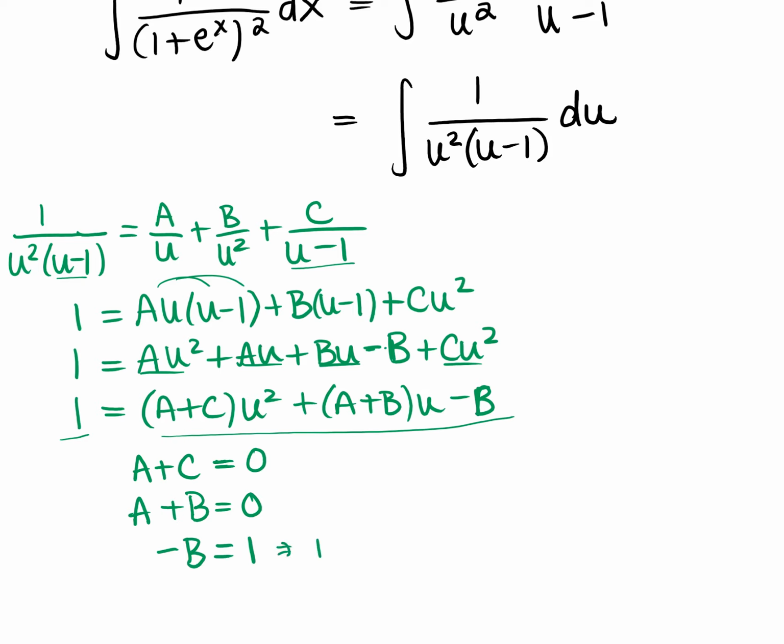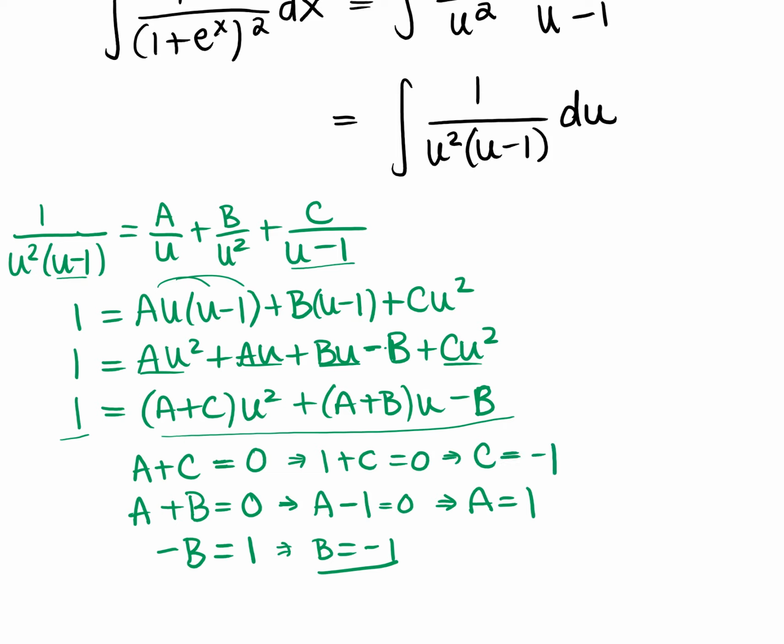So if I look at here, this implies that b equals negative 1. So that's one of my solutions. Here, if b is negative 1, I have a minus 1 equals 0, which implies that a is 1. And then if a is 1, 1 plus c equals 0 tells me that c is negative 1.